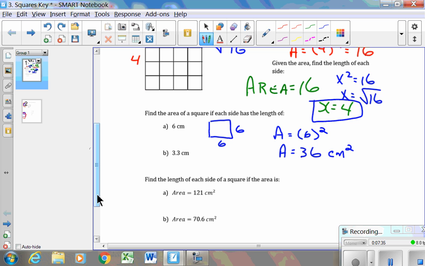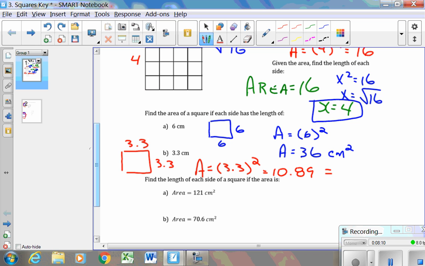For B, this one is an example. A lot of times in math, we don't have nice numbers to work with all the time. We try to work with nice numbers to make our answers work out, but every once in a while we get questions that we don't have great numbers with. So we get a question like this. The area now is 3.3 squared. So decimals are okay. We can have decimal answers. And if you take that and you square 3.3, you get 10.89.